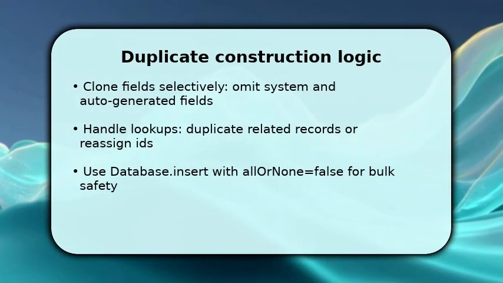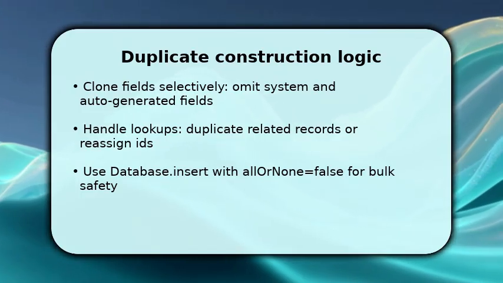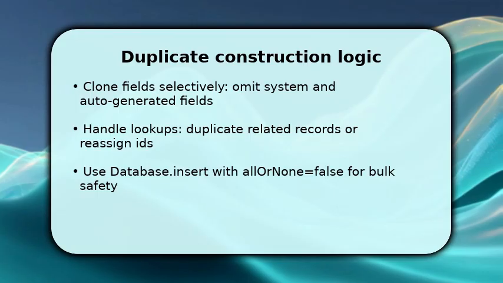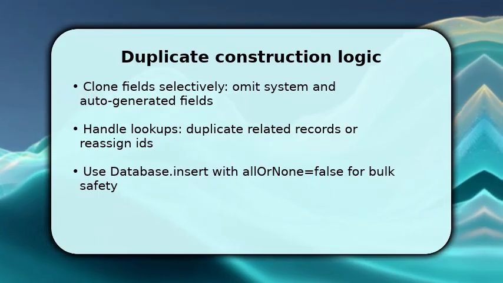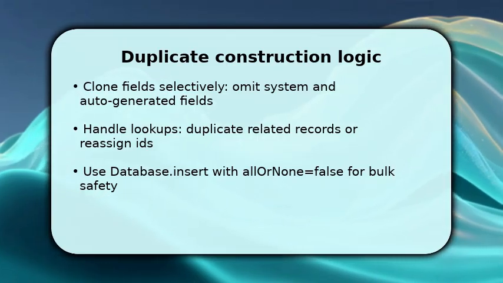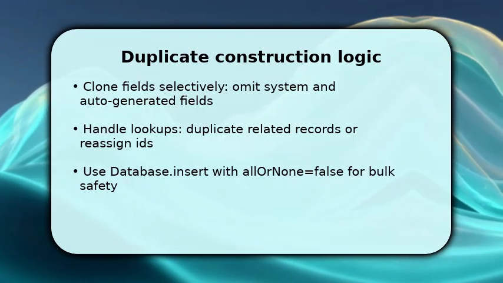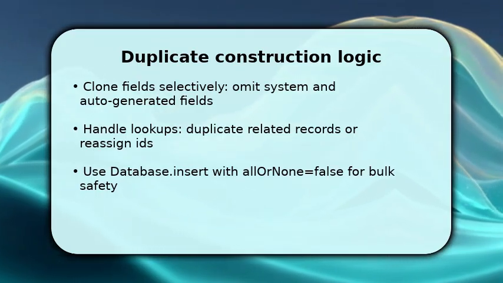You now build the duplicate. Clone only business fields and deliberately skip system fields like ID, created date, and last modified by ID to avoid DML errors. For each lookup, decide whether to reference the same related ID or create a linked duplicate. This is why you separate parent duplication logic.